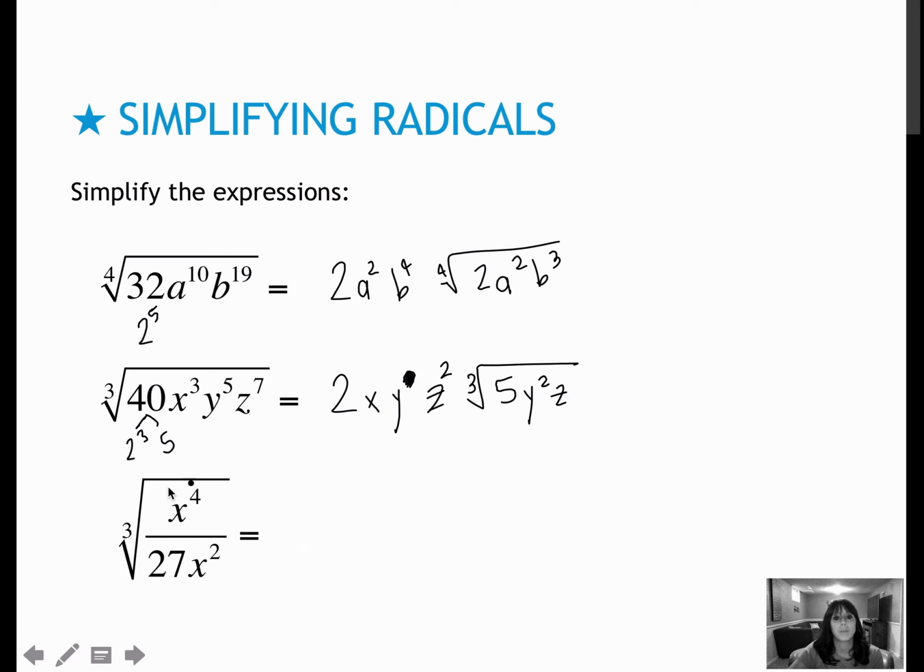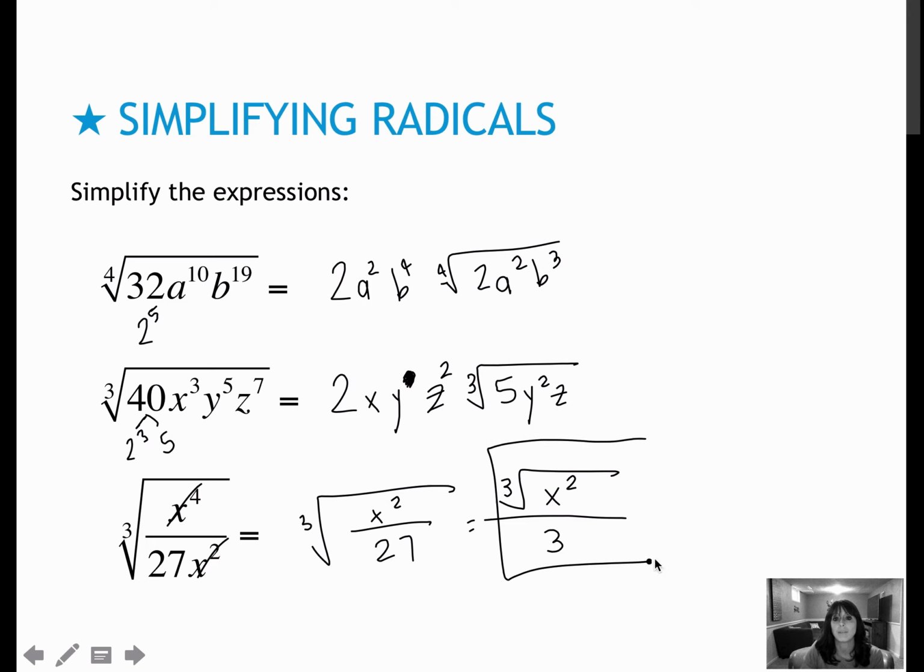And the last one. Before I take the cubed root, I'm going to reduce these. So 4 minus 2 is 2, and so I'm going to rewrite this as the cubed root of x squared over 27. I can't take the cubed root of x squared, so it's just going to stay inside, but the cubed root of 27 would be 3, and so that's my final answer.